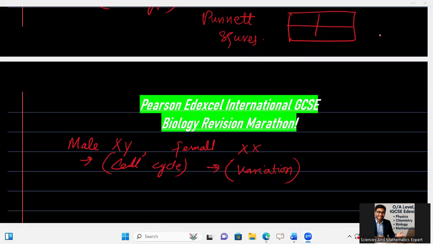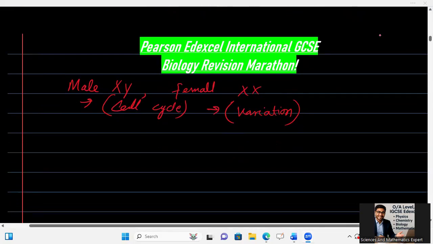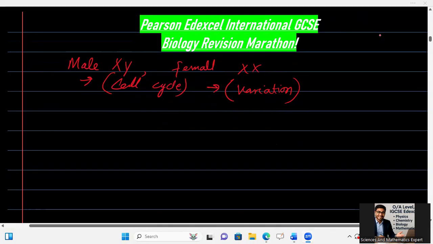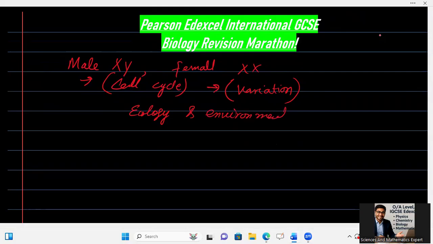After that, I will move towards the ecology chapter, ecology and the environment. In the case of ecology and the environment, remember that you will have to know population. All the organisms of one species in a habitat are called a population. After that, community. Community is basically all the populations of different species in a habitat.